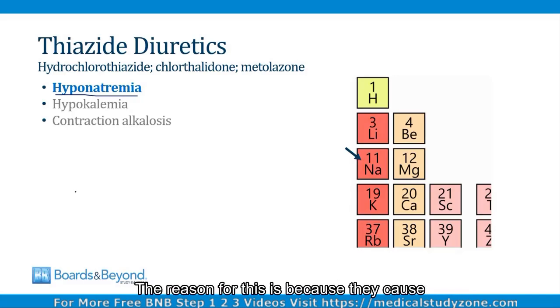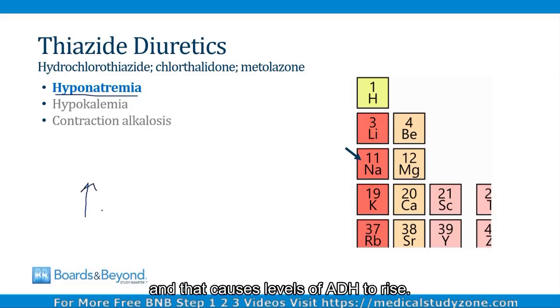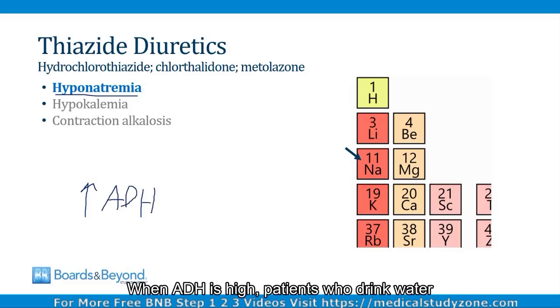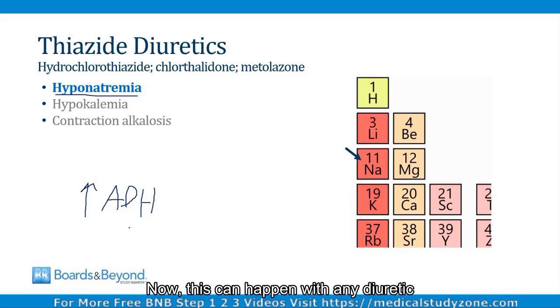The reason for this is because they cause mild volume depletion, which activates the renin-angiotensin-aldosterone system, and that causes levels of ADH to rise. When ADH is high, patients who drink water will hold on to that water, and that can cause hyponatremia.